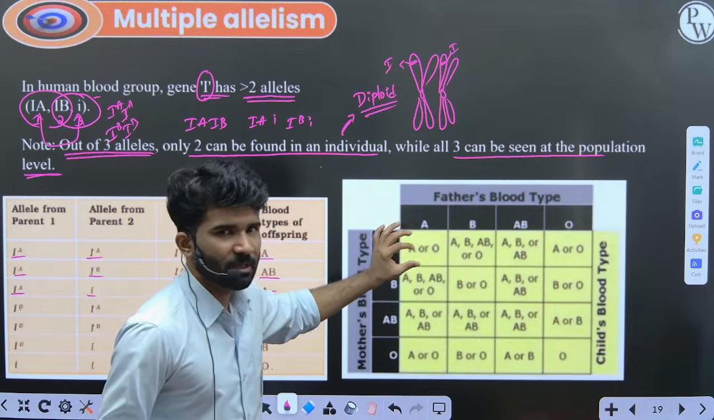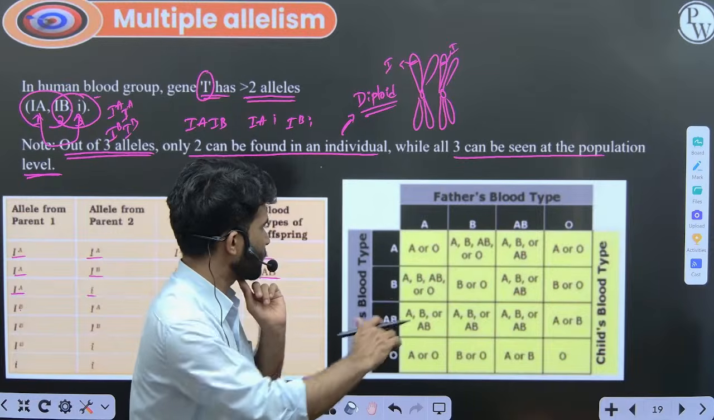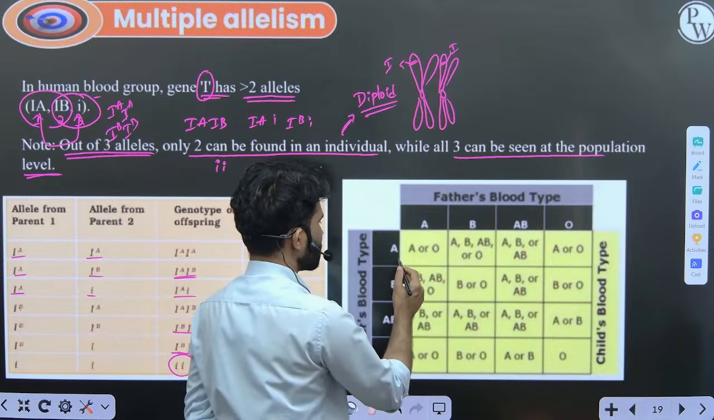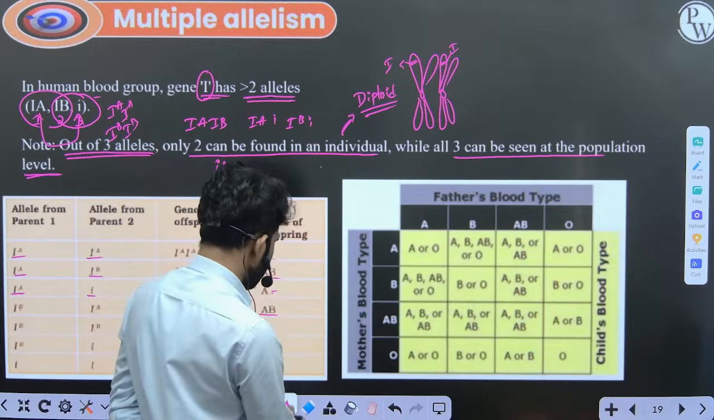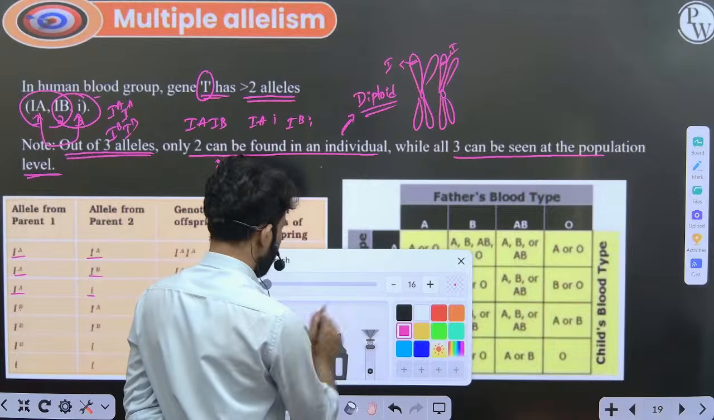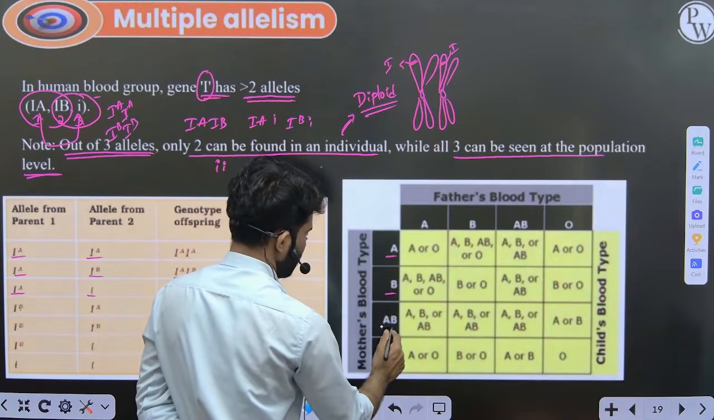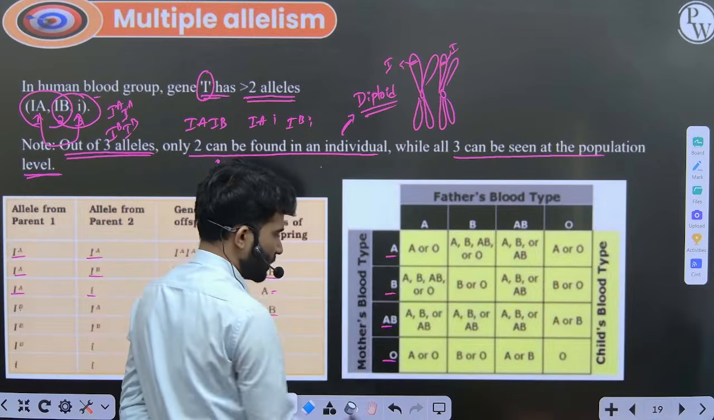You have to remember this clearly. So what different blood group combinations are possible? If you remember this, it is easy. So what are the possible blood groups? Here it may be A, B, AB, and O. These are all the possible blood groups.